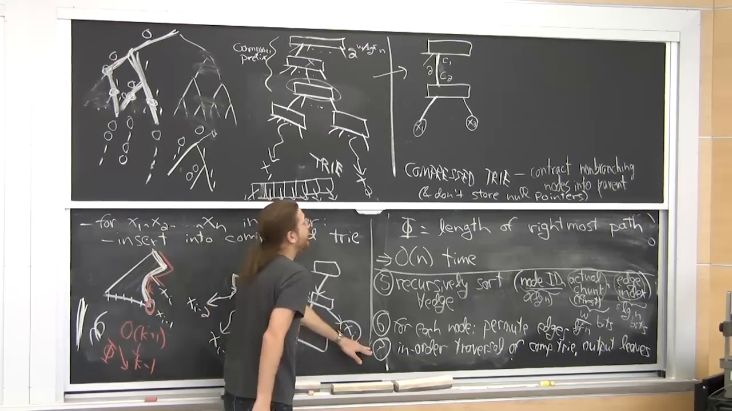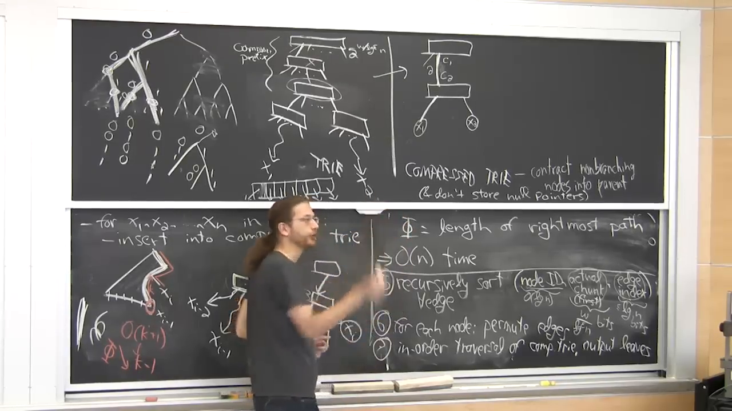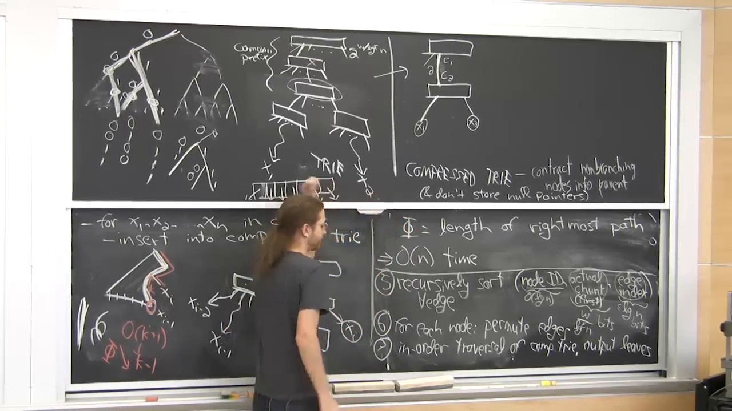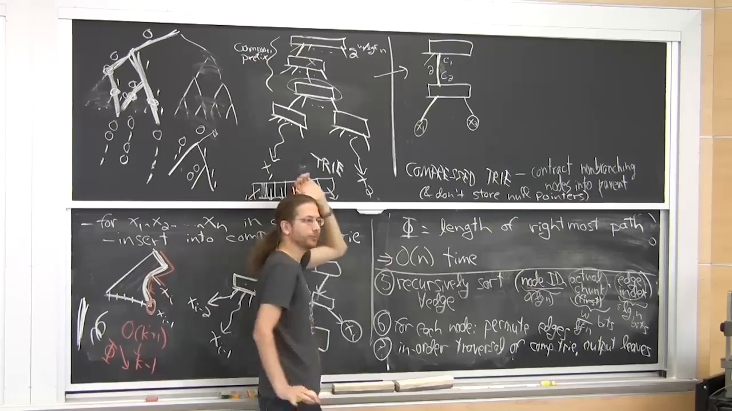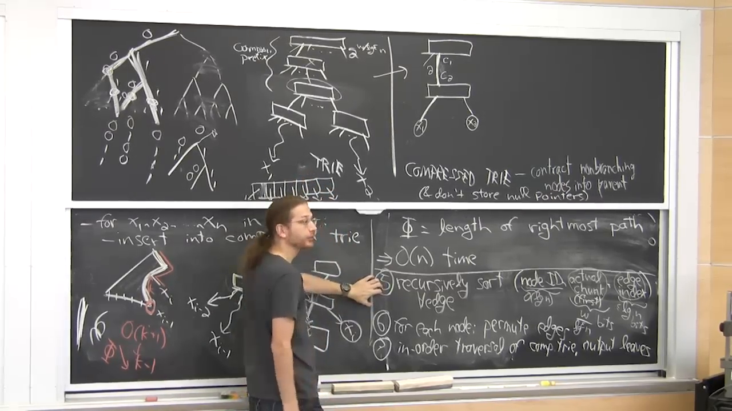So if all we need to do in the end is in-order traversal, then it's fine. We don't need to store the null pointers. So we don't need to be able to search in this trie. So this is enough. Clear? OK, the remaining question is how expensive is this recursion?